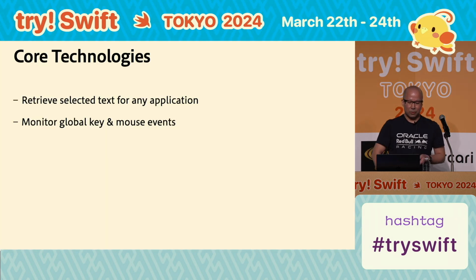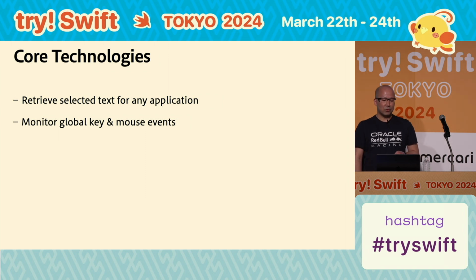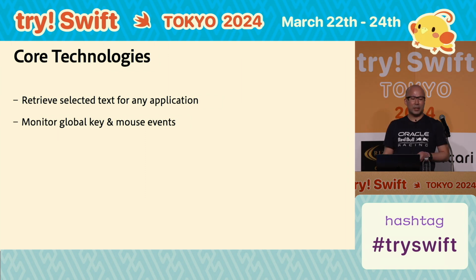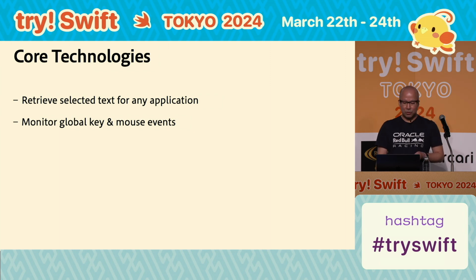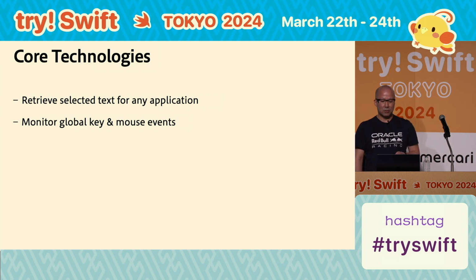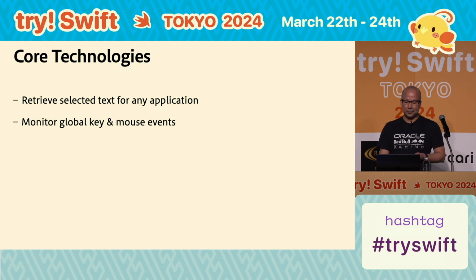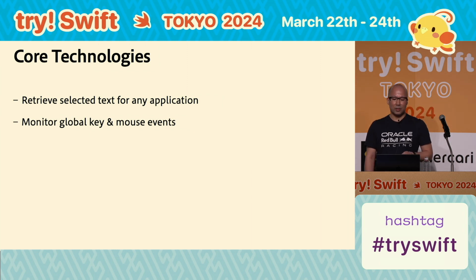One of the core technologies required to achieve such functionality is to retrieve text displayed by other applications. Another is monitoring of global key and mouse events to trigger this functionality at arbitrary timing, such as when a specific shortcut is pressed.